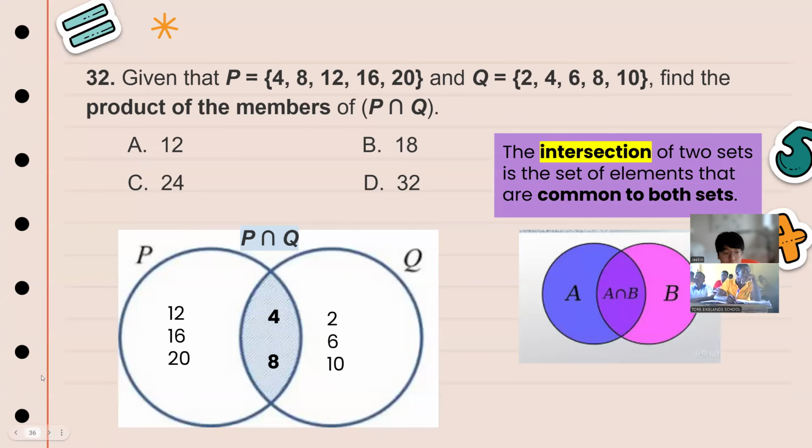We can notice here too, in the set P, only 4 and 8 intersect. The rest of the numbers are not the same. So P has 12, 16, and 20, which Q doesn't have. Q has 2, 6, and 10. So only 4 and 8 intersect, and you multiply, you find the product, and you get 32. Yeah, great job. We can move on to the next question.